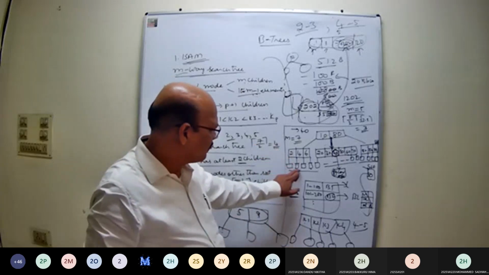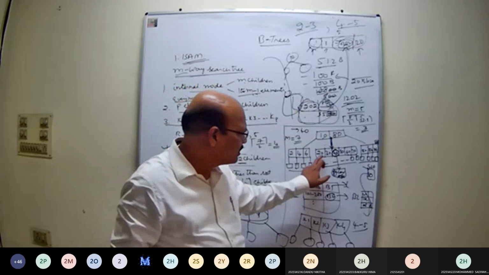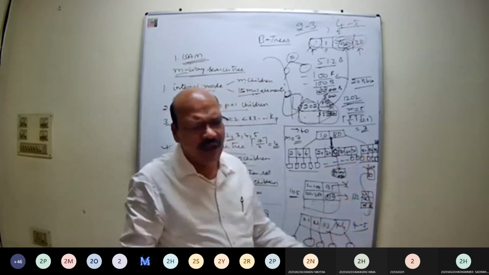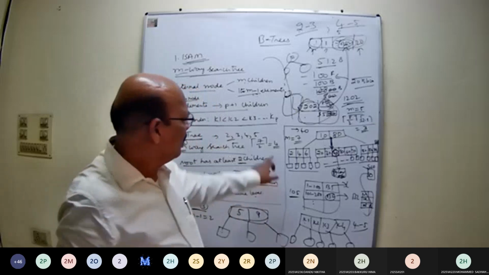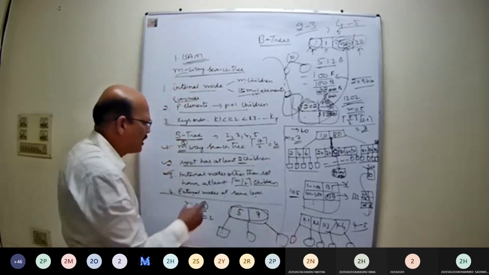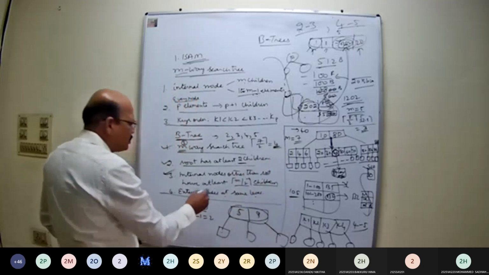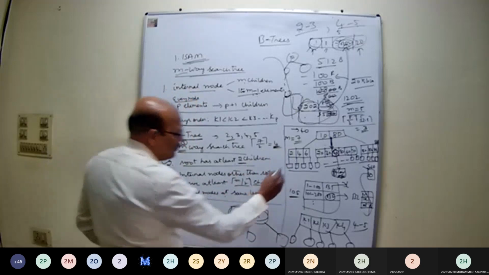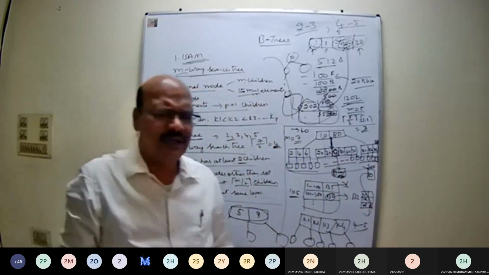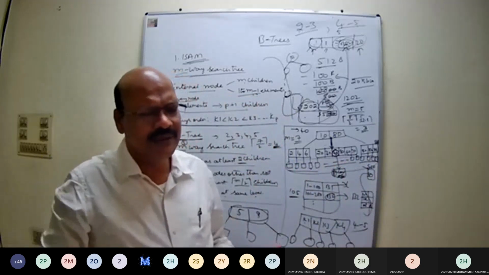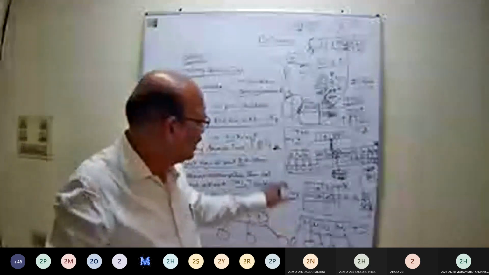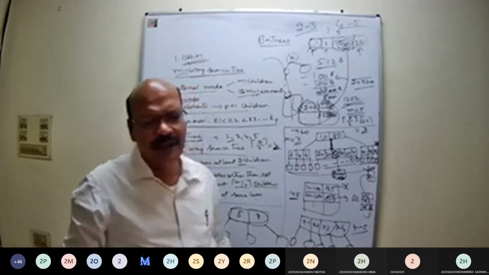If you take this, it has 4 children. If you take this, it has 7 children. If you take this, it has 5 children. So all the internal nodes have 4 or more children, at least 4. At least 4 means 4 or more. And if you see, all external nodes are at the same level. External nodes don't represent any meaning here. Only null pointers will be replaced with external nodes.